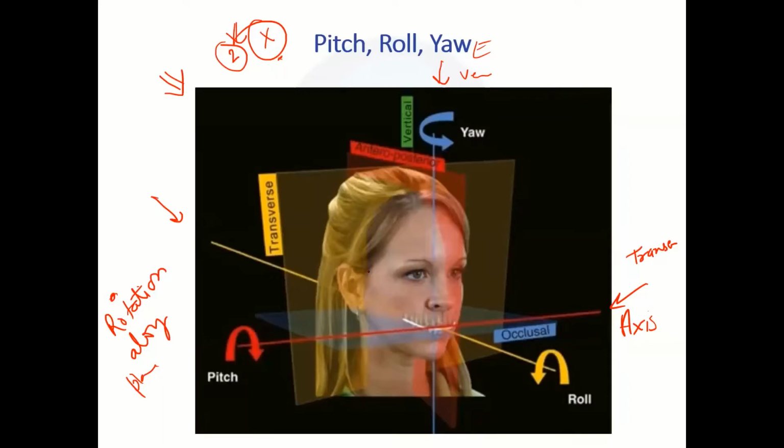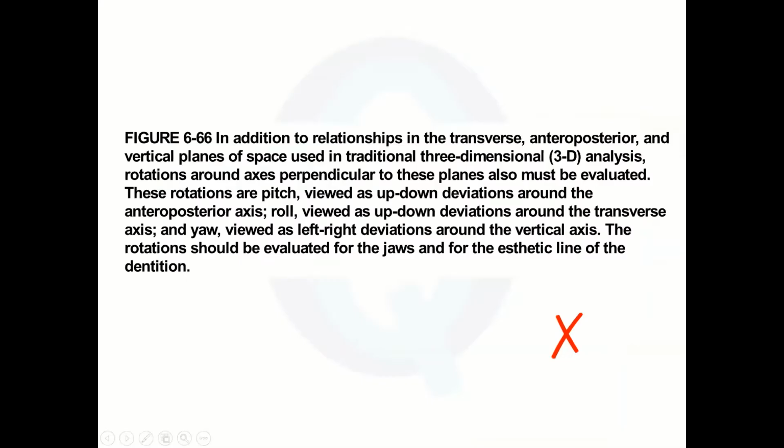Now let's see what is written below this diagram. In addition to the relationship in transverse, anteroposterior, and vertical planes, there are rotations. These rotations are pitch, viewed as up and down deviations around the anteroposterior axis.